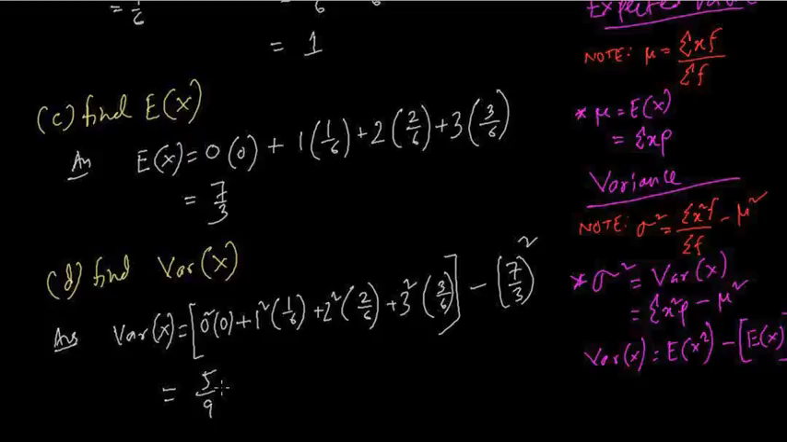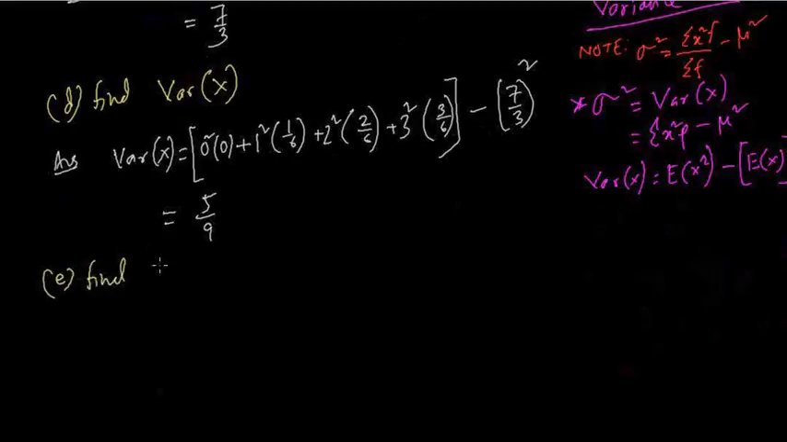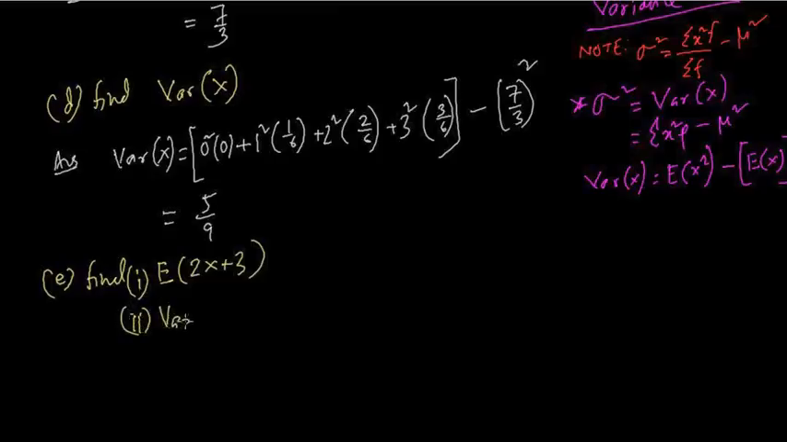So we are almost done. The last question that we can expect is called coding. Find E of 2x plus 3 and variance of 2x plus 3. Suppose they have the same coding.